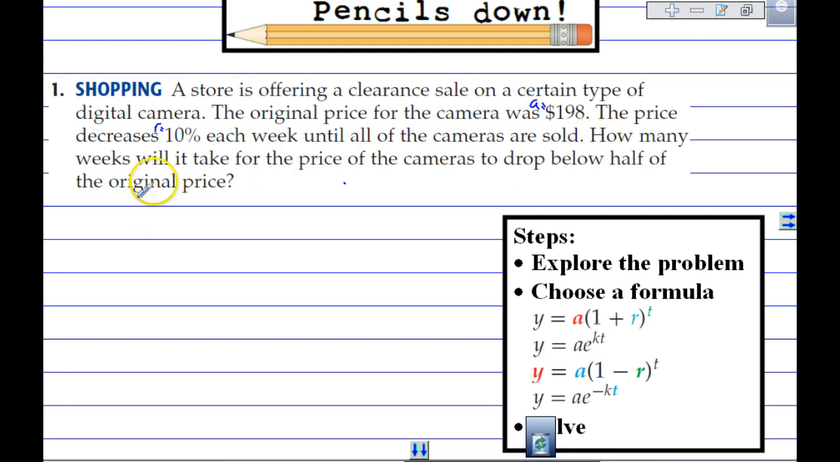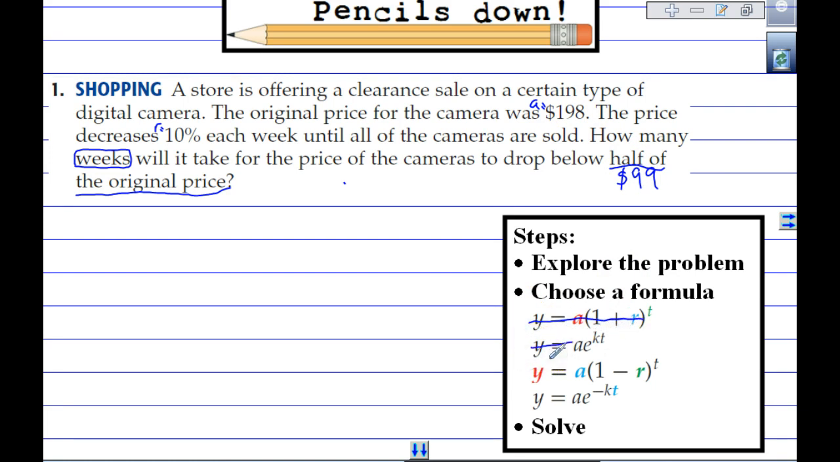The price decreases by 10% each week. How many weeks will it take for the price of the camera to drop below half the original price? The original price is 198, so we can replace half the original price with $99. So once again, what are we going to be finding in all these problems? It's a time. How many weeks will it take? Which formula? Is this growth or is this decay? We're starting at 198, going to 99 eventually, so we know it's decay.